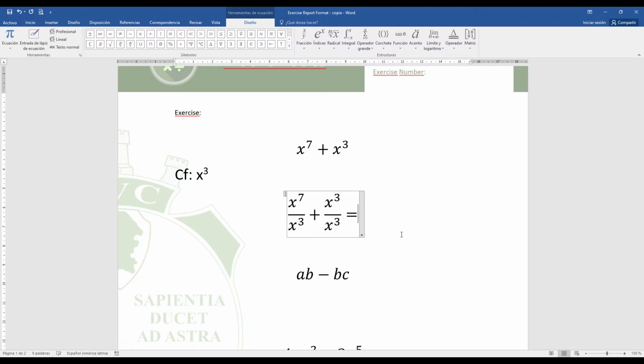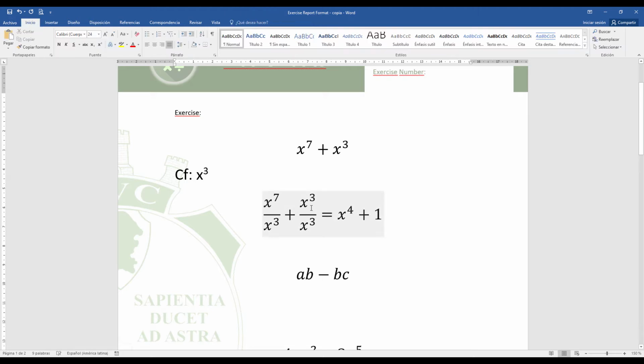Yep, this is the first step. So for that case, you need to subtract the exponents. So this is x to the power of 4 plus 1. If you remember, when you subtract that exponent, you will get 0, and exponent 0 is equal to 1.